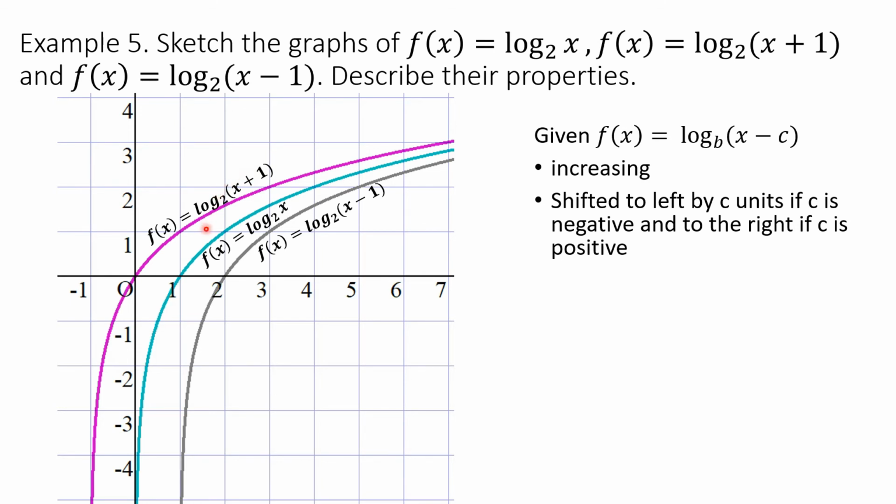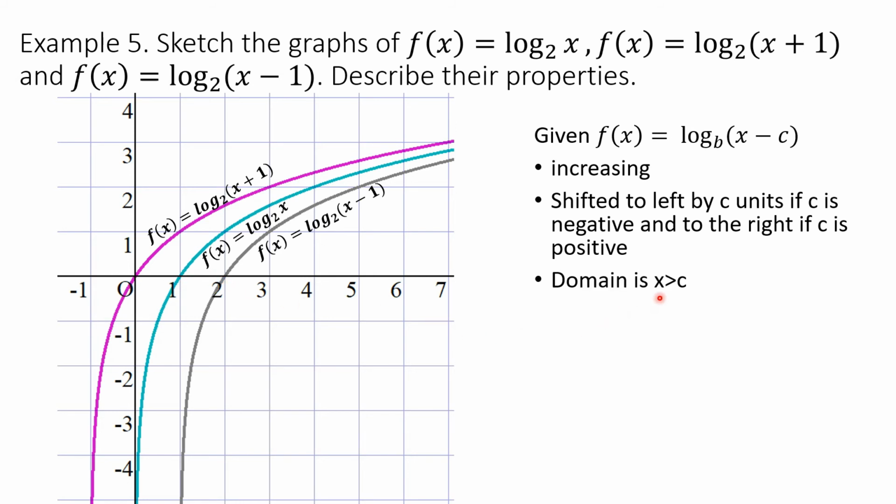In which graph is c negative? In the purple curve, because c here is negative. From this property, that means the graph from the blue curve is shifted to the left by 1 unit, because c is negative. If it is negative, the shift will be to the left. So that explains why the x-intercept 1 becomes 0 when c is negative 1. And then since c here is positive 1, we expect that every point will be shifted to the right by 1 unit. So that explains why the x-intercept 1 becomes positive 2.